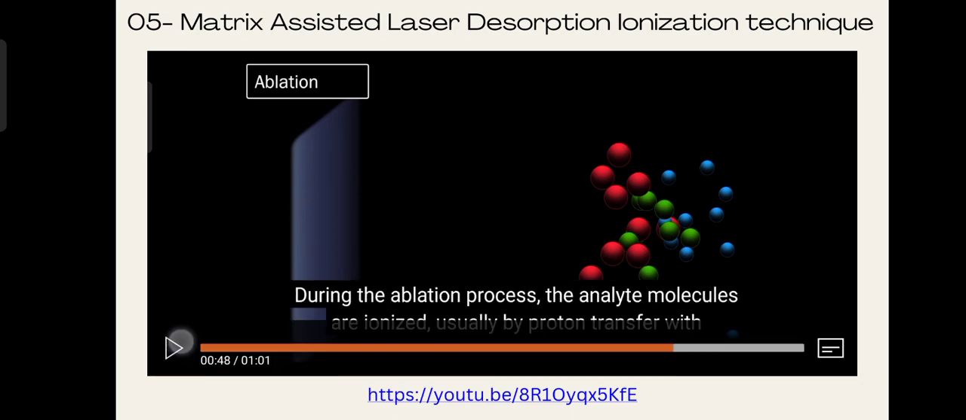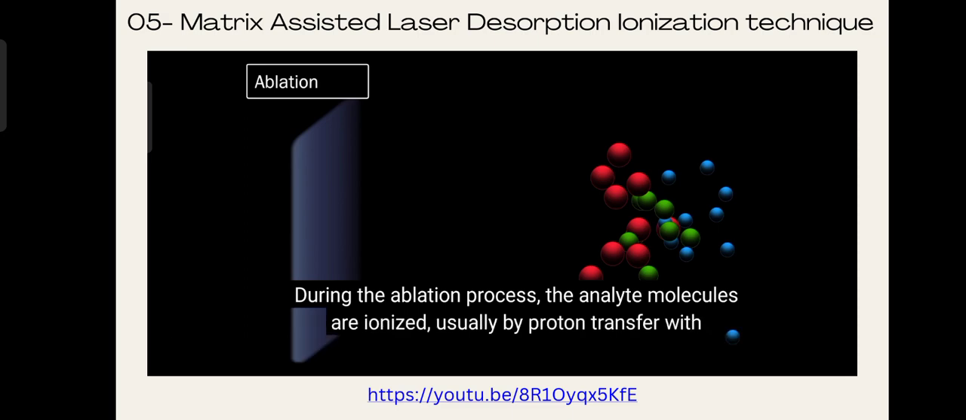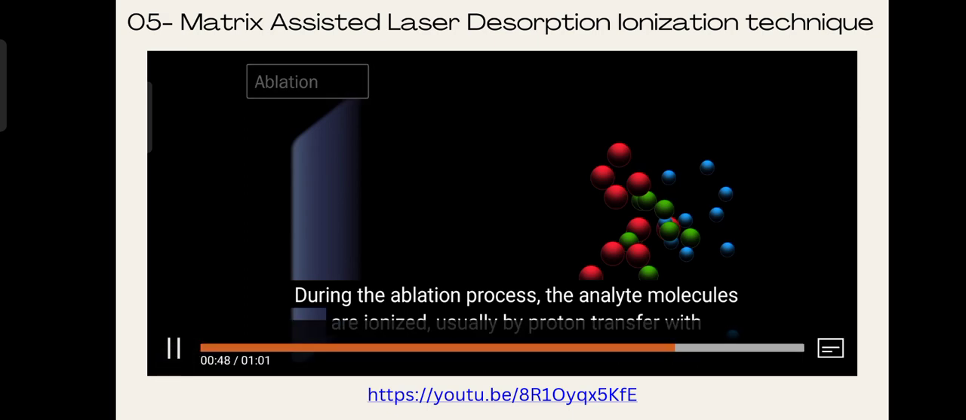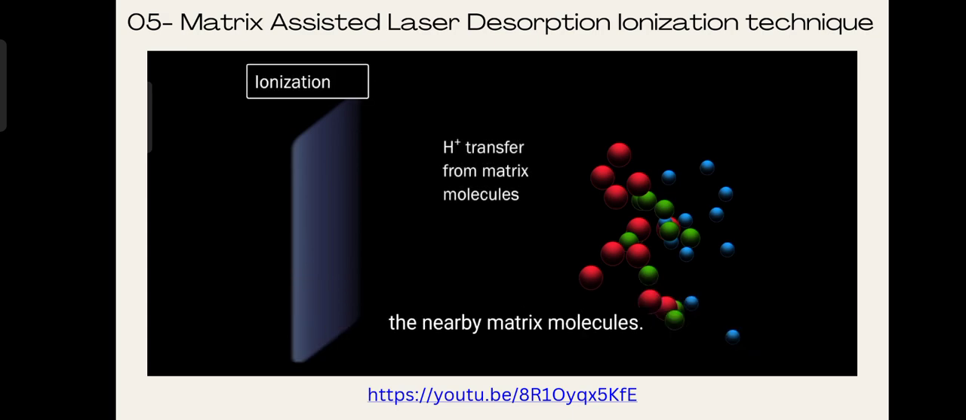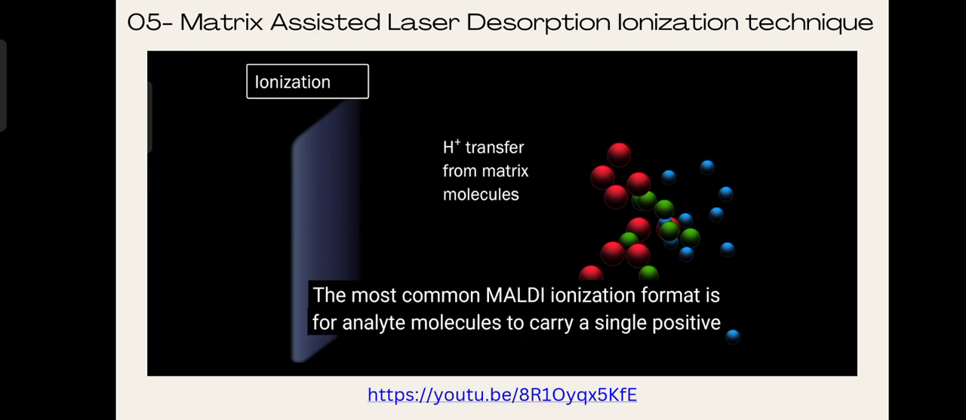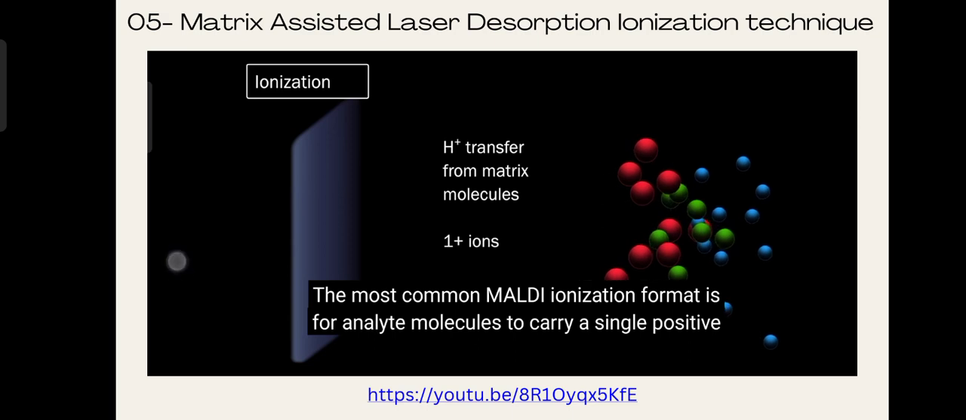During this desorption or ablation process, the analyte molecules get ionized simply by proton transfer from the matrix molecule to the analyte molecules, which will result in the formation of the ionized form of the analyte, which is further accelerated to the mass analyzer for its detection. The analyte molecules are ionized, usually by proton transfer with the nearby matrix molecules. The most common MALDI ionization format is for analyte molecules to carry a single charge.